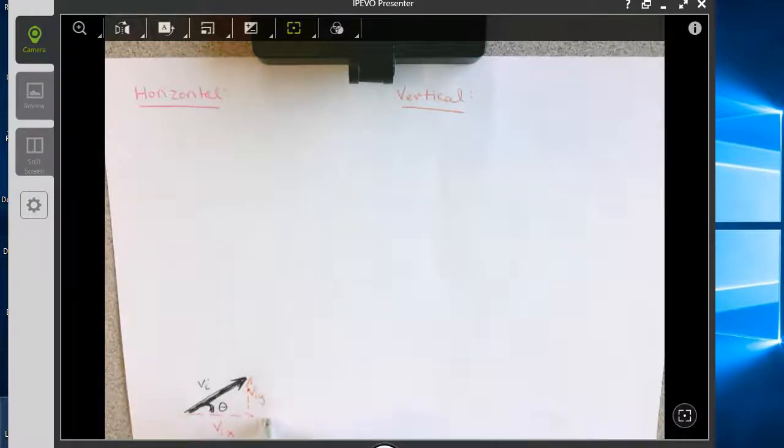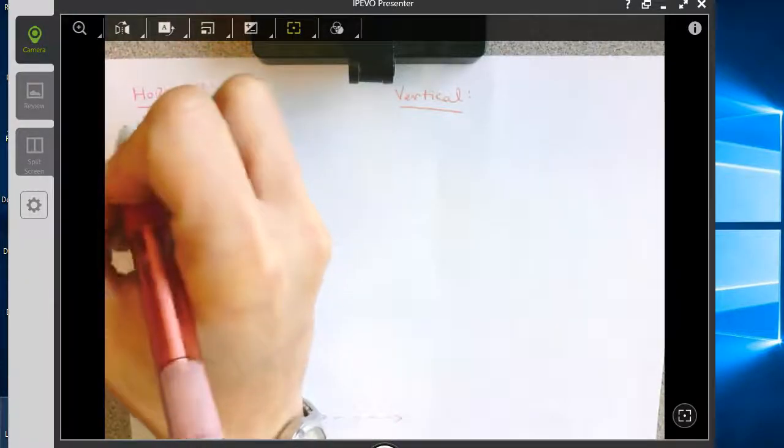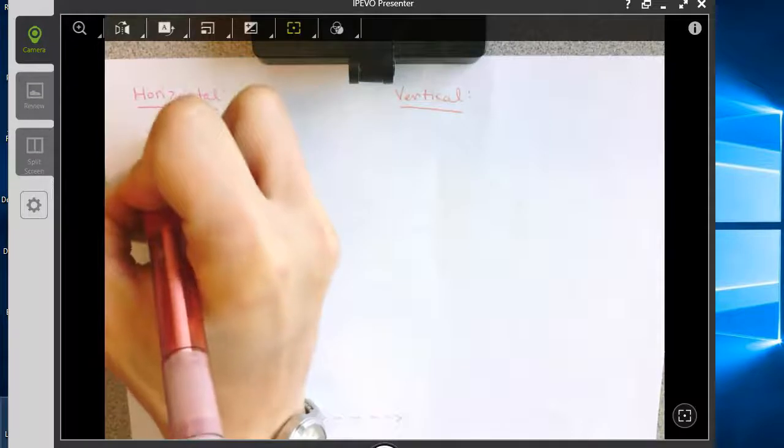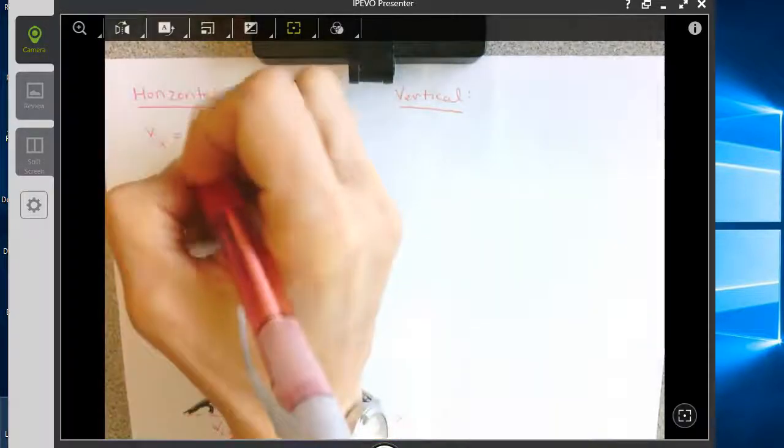Horizontal motion is very straightforward. Gravity doesn't work in the horizontal direction. What difference does it make that you're moving vertically? Absolutely nothing. So after 1 second, we're still going the same VIX. After 2 seconds, we're still going the same VIX. After 3 seconds, we're still going the same VIX. Horizontal motion is completely consistent. That means those horizontal equations are going to be just lovely. Our initial horizontal velocity, as you can see, is simply the adjacent component of the velocity.